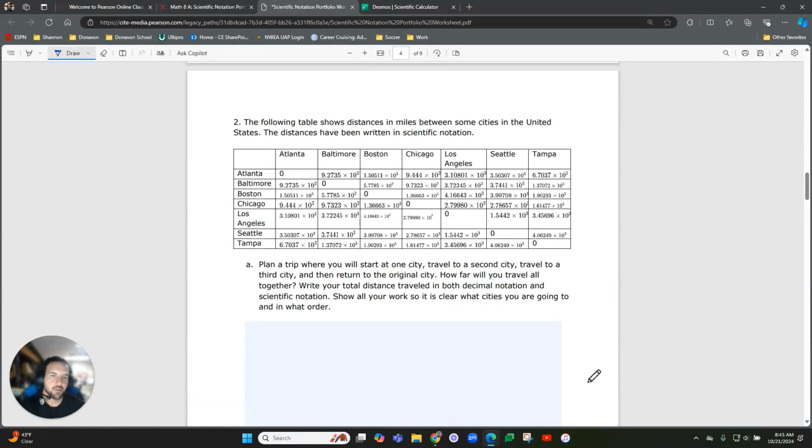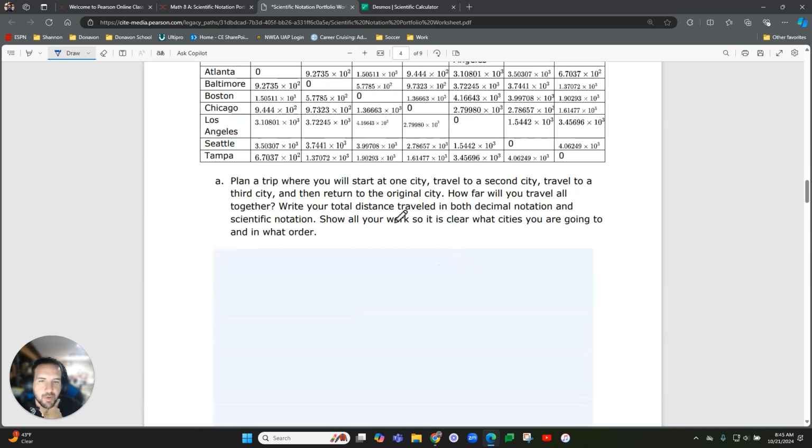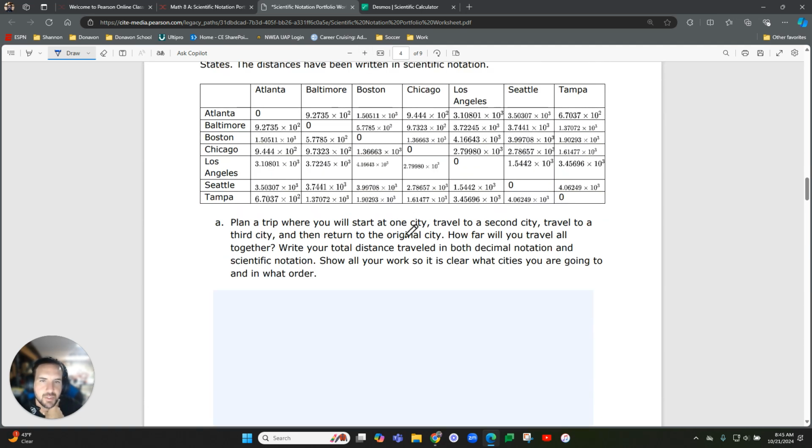All right. For number 2, it says we are planning a trip where we start at one city. So we're just going to pick a random city, like let's do Boston. All right, so we're starting at Boston. And then you travel to a second city. So we'll go Boston to Baltimore. So Boston to Baltimore.